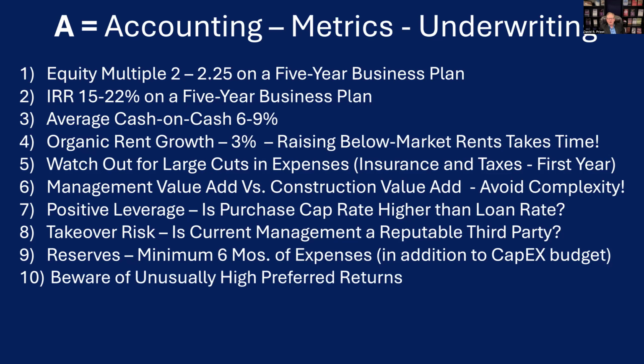And then 10, beware of unusually high preferred returns. So preferred return is not exactly a metric for underwriting, but some groups are trying to suck people in with preferred returns that are beyond the market. What's typical is 7 or 8% on a preferred return. I've seen some with 9 that starts getting high. 9 is kind of like the yellow. Anything above 9, unless you're some kind of special class of shares with no upside, it doesn't make a whole lot of sense why they're offering that. So I'd be very careful.